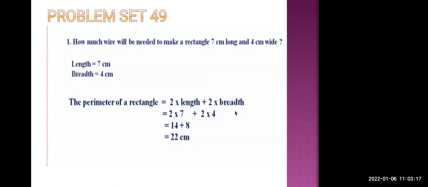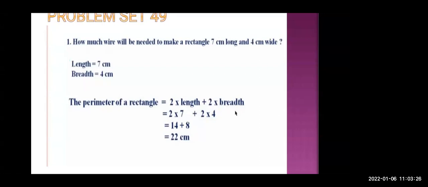Now in the solution what we will write first? We will write the length is equal to 7 centimeter. Length कितना दिया है? 7 centimeter. Breadth is given 4 centimeter. जो भी कुछ दिया रहेगा पहला वो लिखना है. Length is equal to 7 centimeter. Breadth is equal to 4 centimeter.